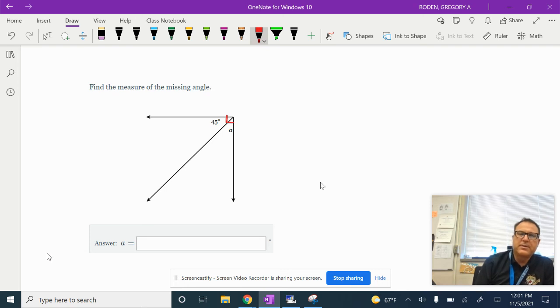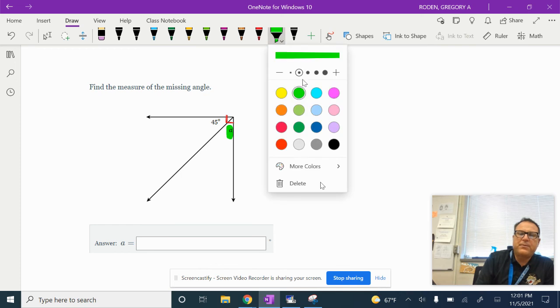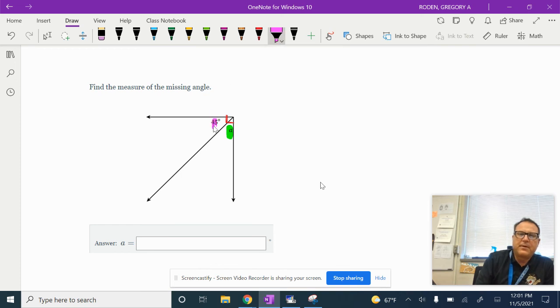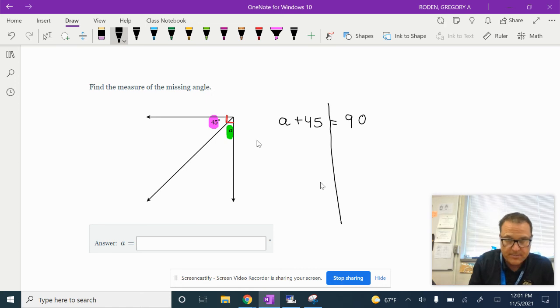It's a right angle. So we know that if you take angle A and you add angle 45, you put them together, you get the entire box angle. So it's 90 degrees. Remember the word is complementary. So I'm going to take A plus 45 equals 90. When two angles add up to 90 degrees, they are complementary.